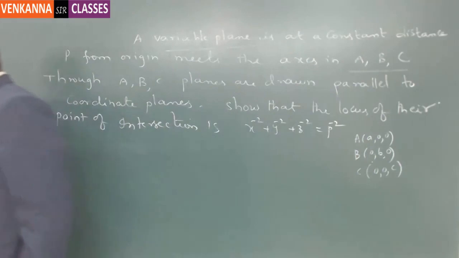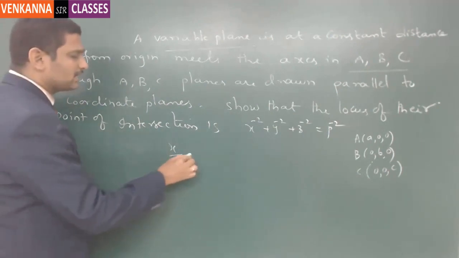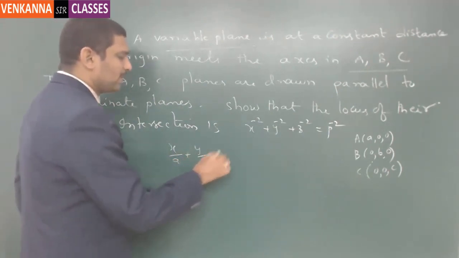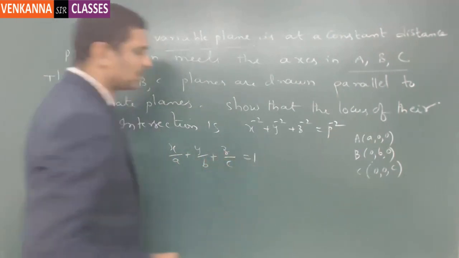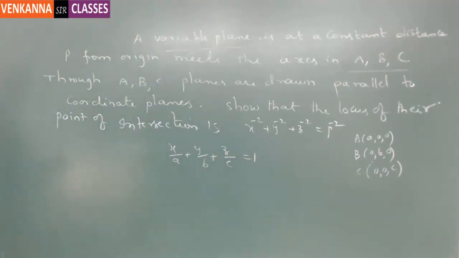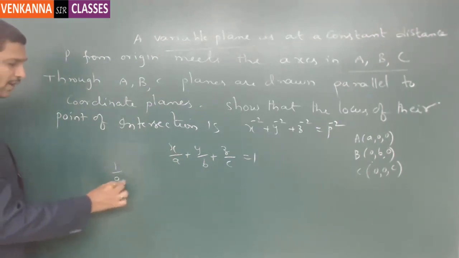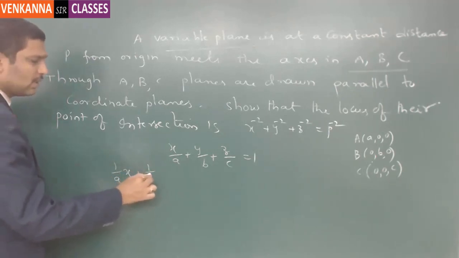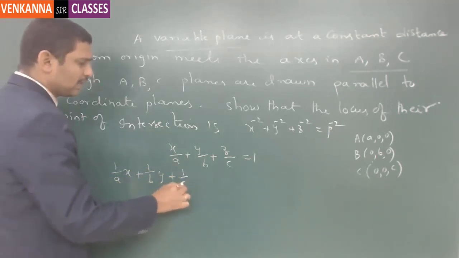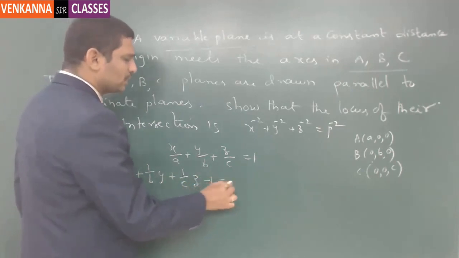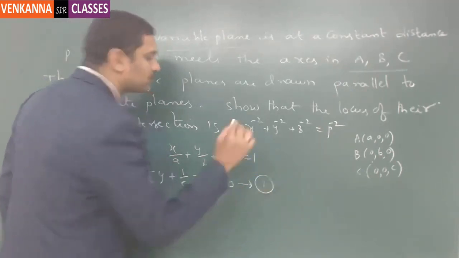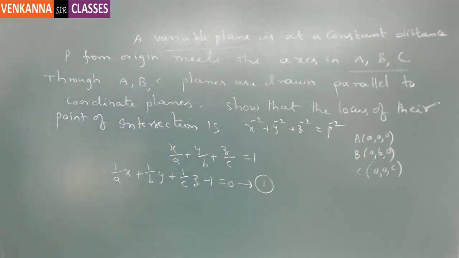So if we write the equation of the variable plane in the intercept form, it is nothing but x by a plus y by b plus z by c is equal to 1. You can write it further as 1 by a into x plus 1 by b into y plus 1 by c into z minus 1 equal to 0. This is the plane equation which is meeting the coordinate axes.